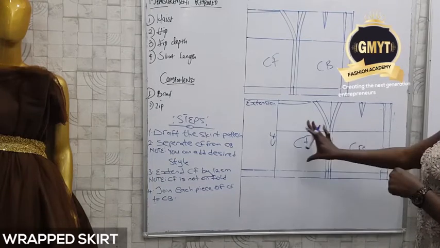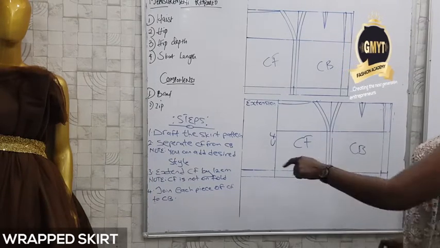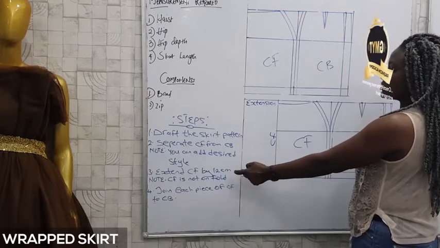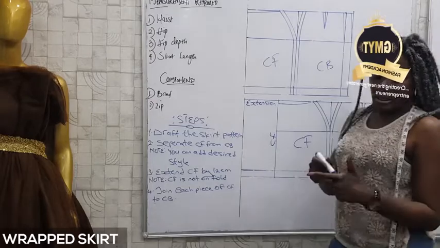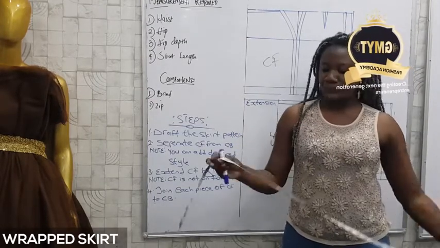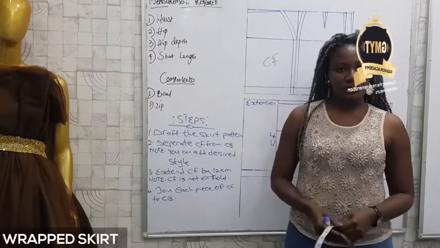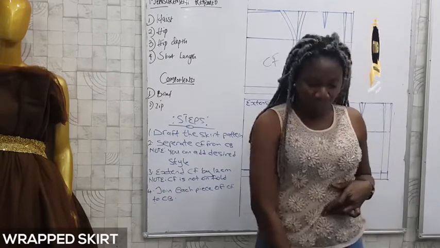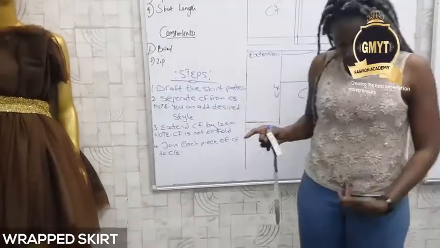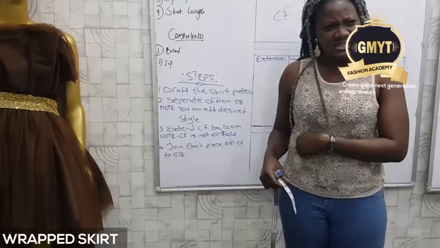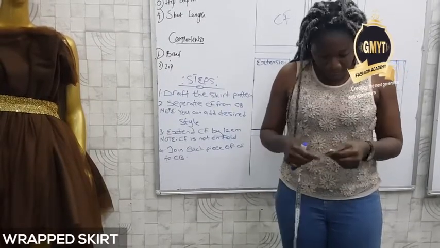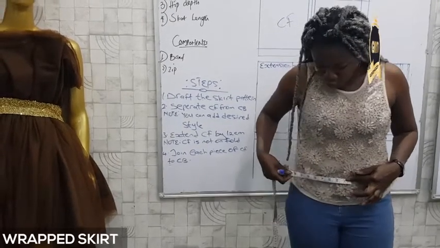This is my skirt pattern, CB and CF. But it says I should extend my CF by 12 cm. Please note that this 12 cm is not standard. This is something I want you to take note of whenever you're taking your wrap skirt extension. From your midpoint, my midpoint here is my CF line. I hope you understand that. So whatever extension I want depends on my preference, my choice. So I take my tape rule from the center line to however far I want.